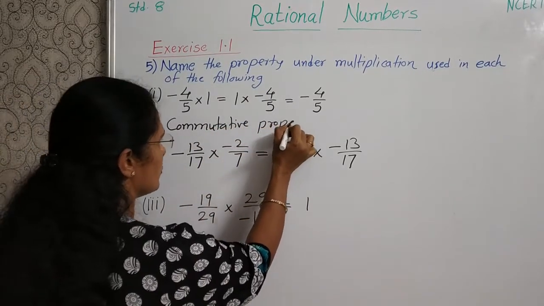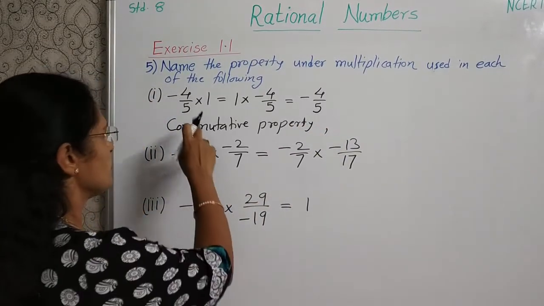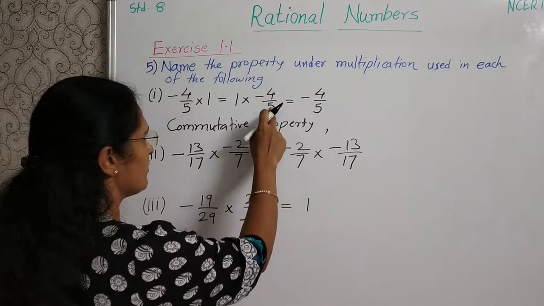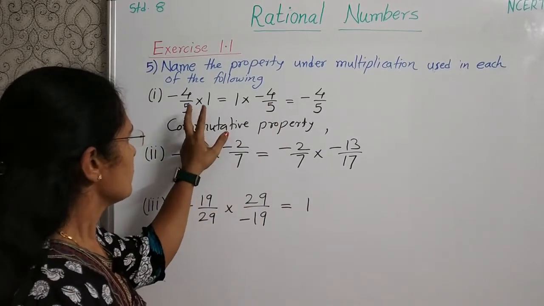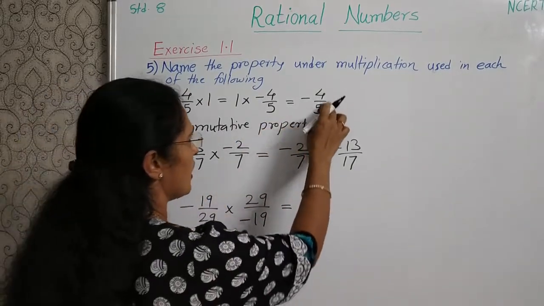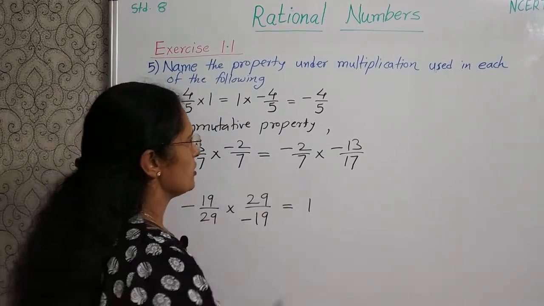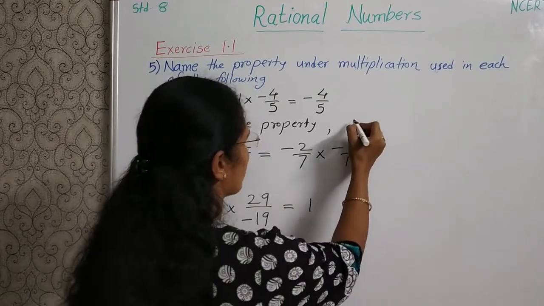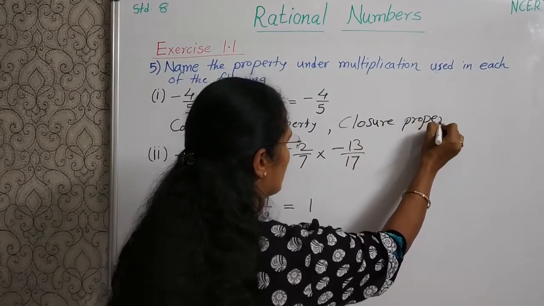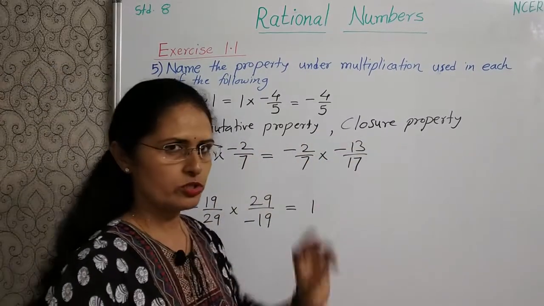So first, commutative property is used, and also one more property is used here. If you observe, minus 4 by 5 multiplied by 1 and 1 multiplied by minus 4 by 5, it means when these two rational numbers are multiplied in any order, even then the answer is the same rational number. The product is the same rational number. So here closure property is also used. So here two properties are used, commutative property and closure property.